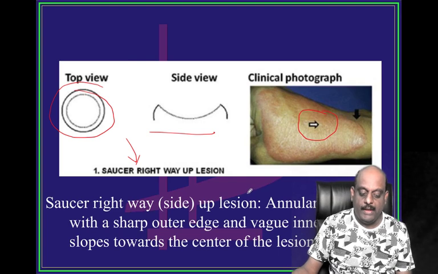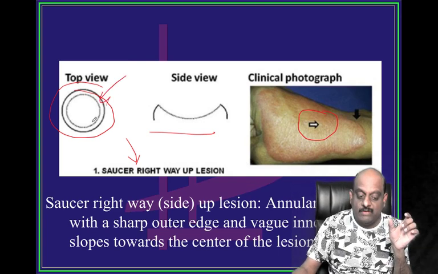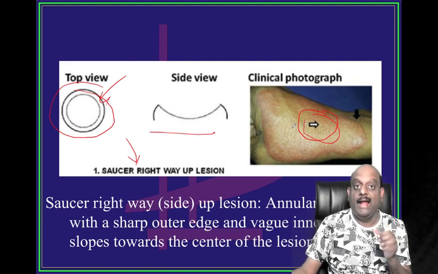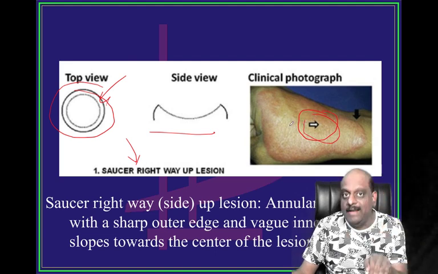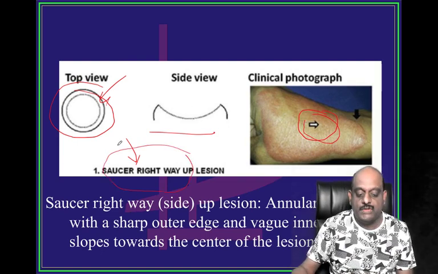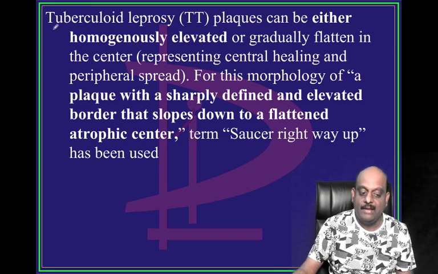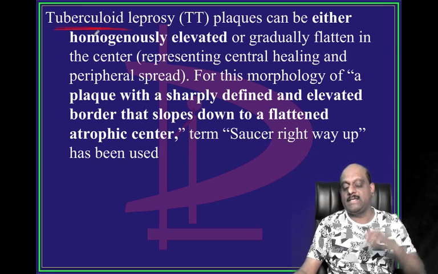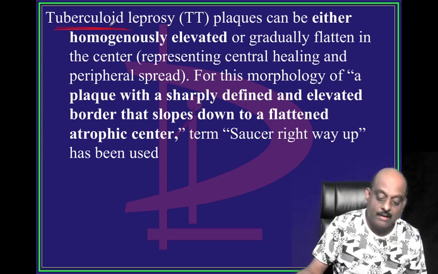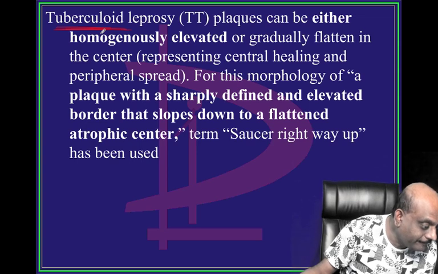An annular lesion with a sharp outer edge and a vague inner edge that slopes towards the center, that is the reason it is called saucer right way up lesion. Typically, it is seen in the case of tuberculoid leprosy. Saucer right way up lesion is what you need to remember.